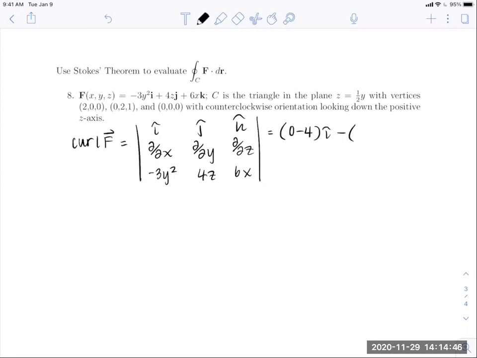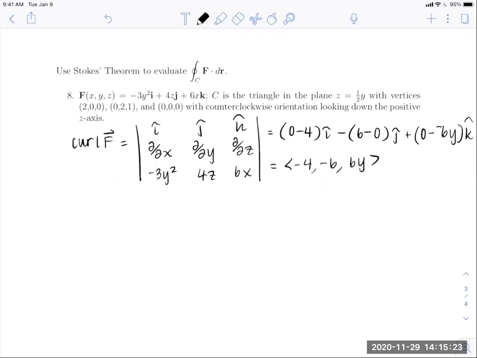Now we always negate the j hat term. So I get 6 minus 0 here, 6 minus 0 j hat. And lastly, strike through the k hat column. I get 0 minus a negative 6y, 0 minus a negative 6y k hat. And so my curl is negative 4, negative 6, and positive 6y.